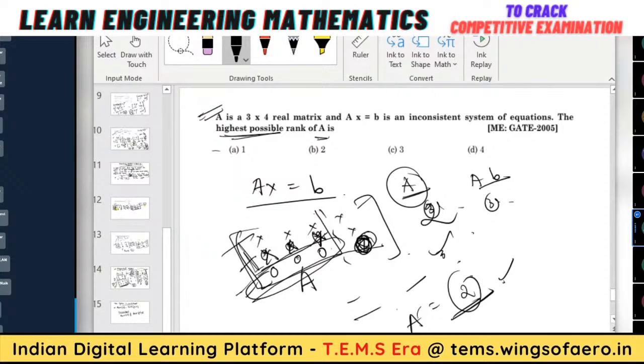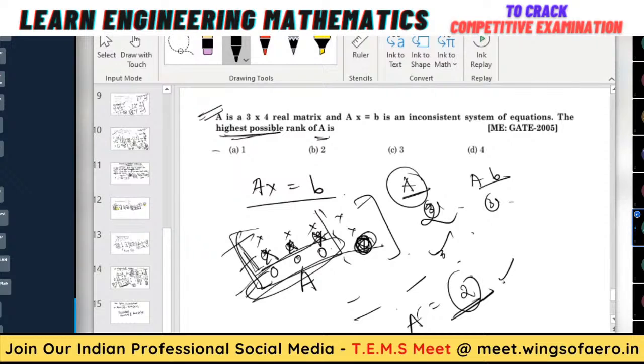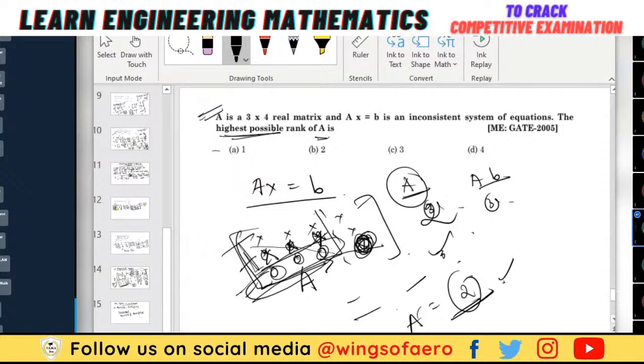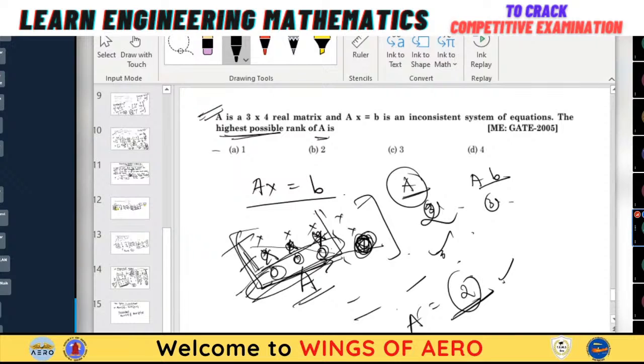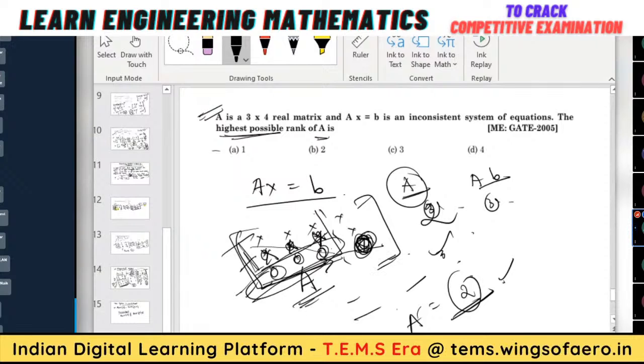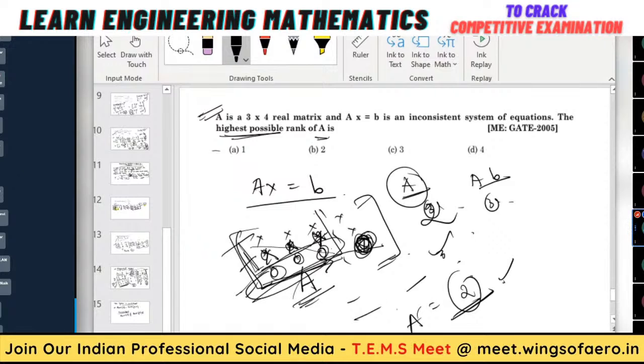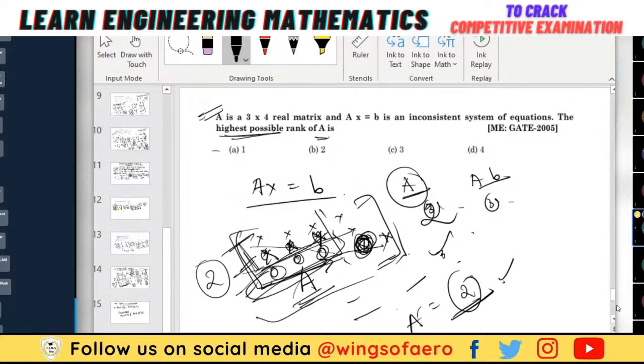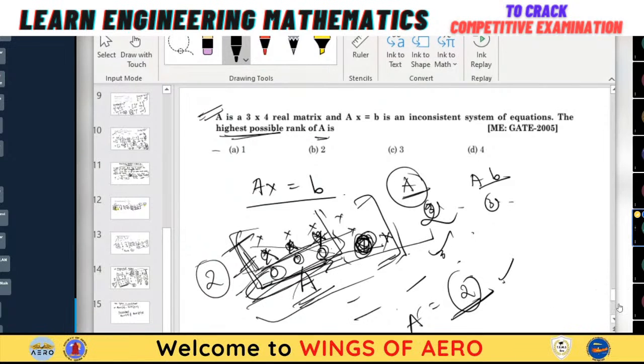Whenever you are trying to find out a rank, we are trying to find the upper triangular, that is, you are trying to get the 0s on the left side. Always remember, for an inconsistent system, the rank of A should be less than the rank of AB. Then it is inconsistent. The highest case is rank 2 for A and rank 3 for AB. The last element is non-zero, it means the AB rank will be 3.